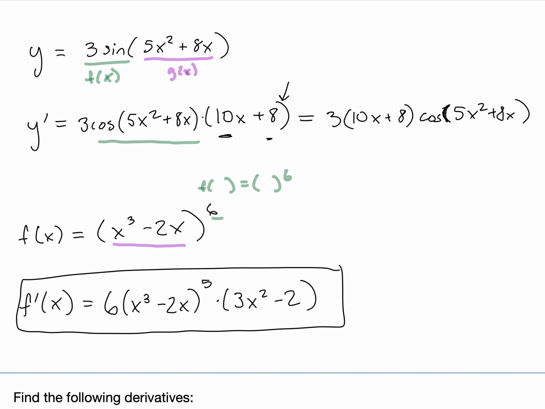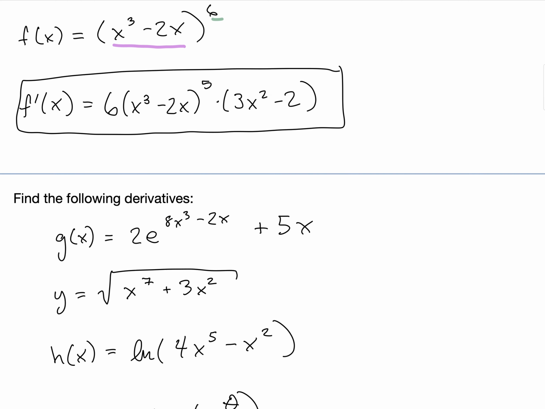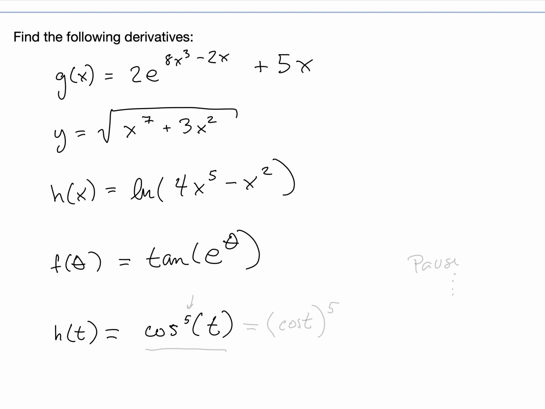All right, so here are some more for you to try. g of x equals 2e to the 8x cubed minus 2x, plus 5x. y equals square root of x to the 7th plus 3x squared. h of x equals the natural log of 4x to the 5th minus x squared. f of theta is tangent of e to the theta. And h of t equals cosine to the 5th of t.